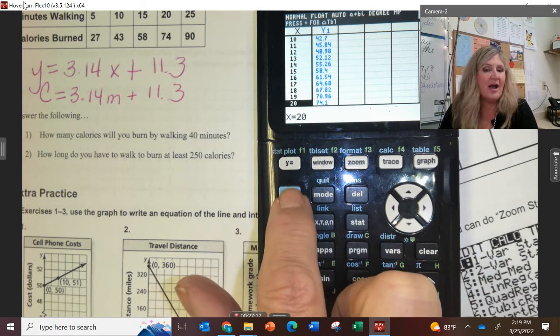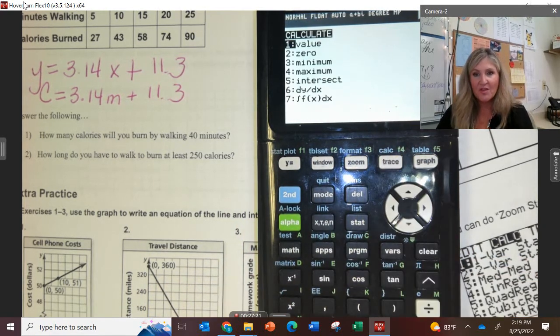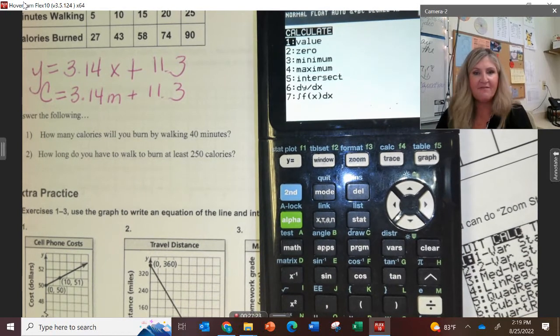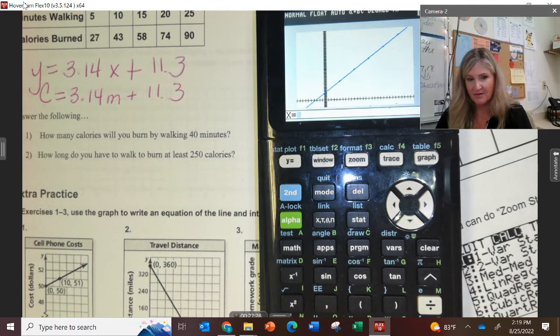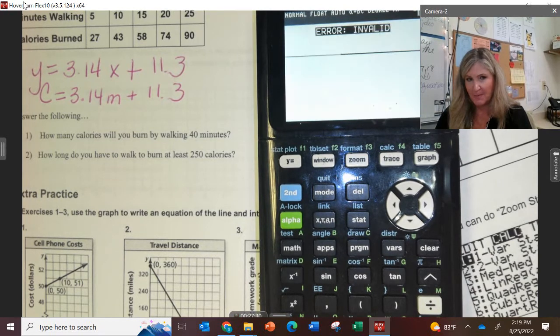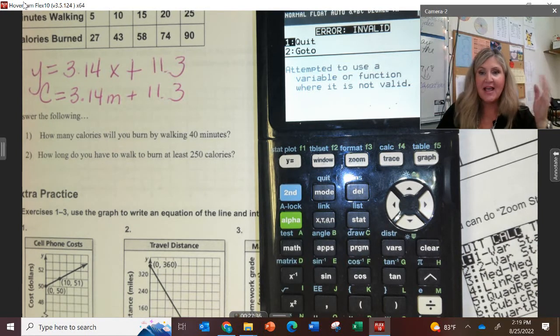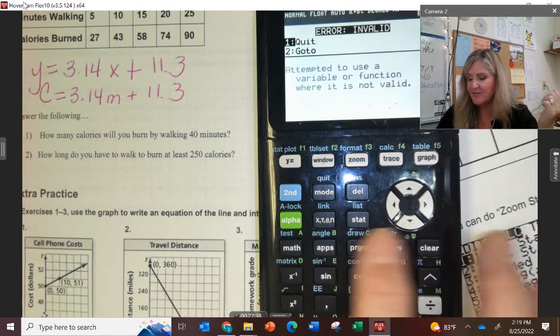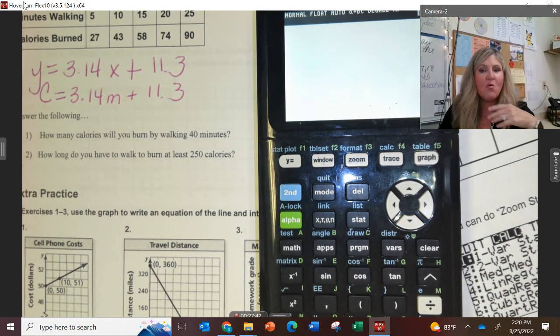This is new. Watch. Second trace. We want to calculate a value when X is what? 40. It's telling me it's invalid. Guys, this stuff is going to happen a lot. You have to figure out why. Hit enter and quit and think about why it's not letting me check X equals 40.